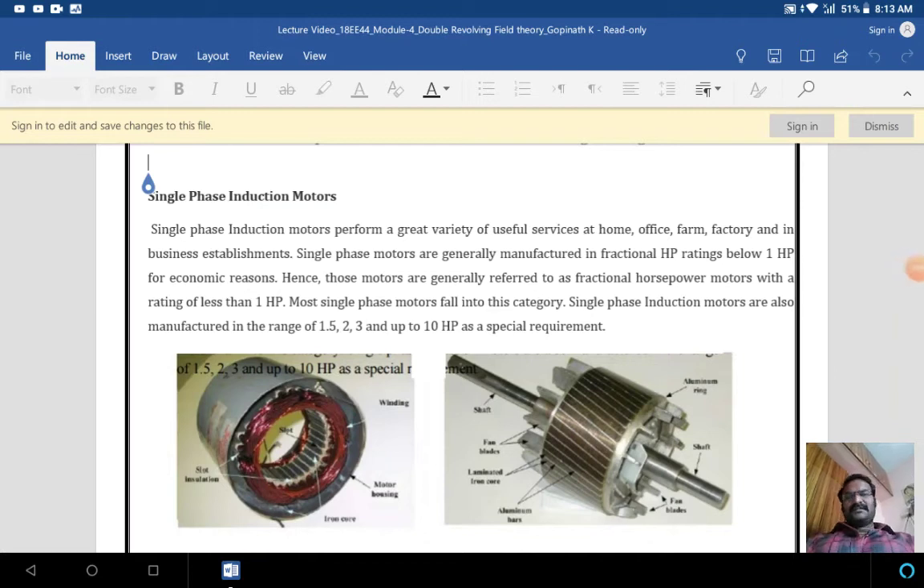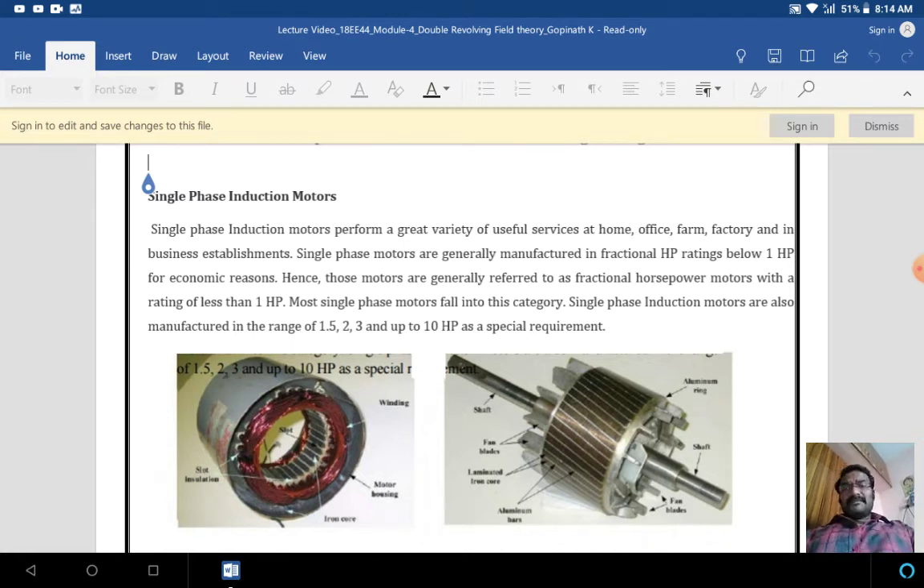Hi to all. In this video, we are going to discuss single phase induction motor and double revolving field theory. Mainly, what's the difference between single phase induction motor and three phase induction motor? Three phase induction motors are self starting motors because a rotating magnetic field is generated in three phase induction motors. When you come to single phase induction motors, the magnetic field generated in single phase motors follows the double revolving field theory.